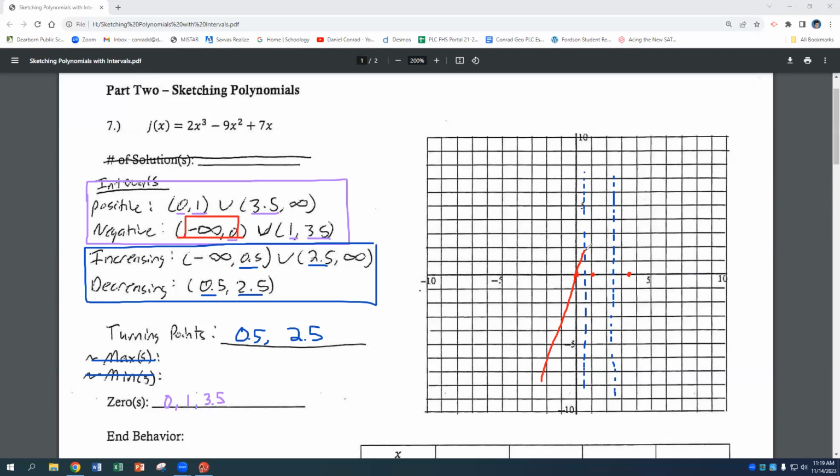Once I hit my turning point, I go from increasing to decreasing, and I start going down, down, down, until I hit the dashed line again. That's my next turning point, 2.5. Then I go back up, all the way to infinity. So it's just a rough sketch using the x-intercepts and the turning points. Let's look at the next one.